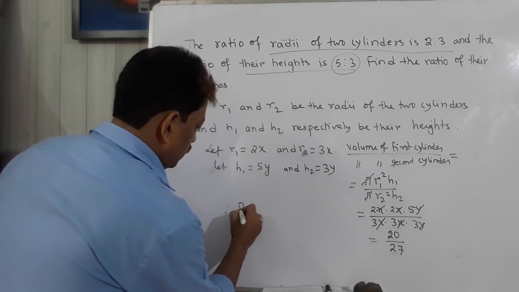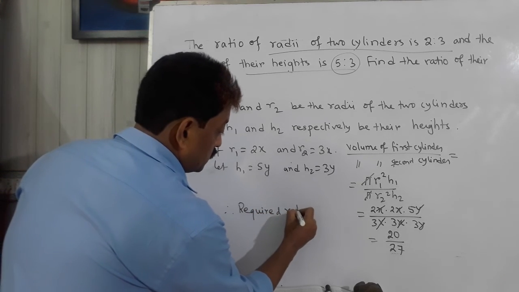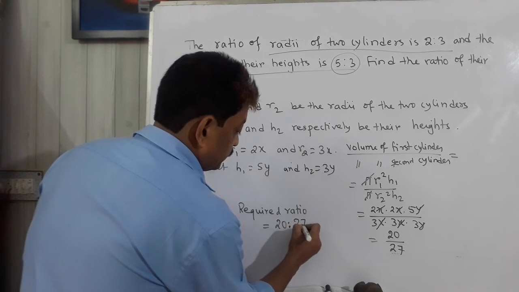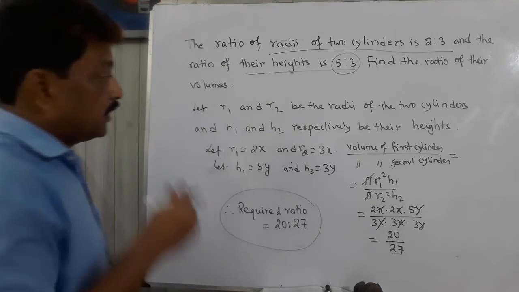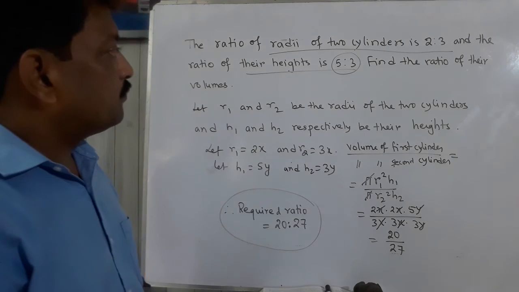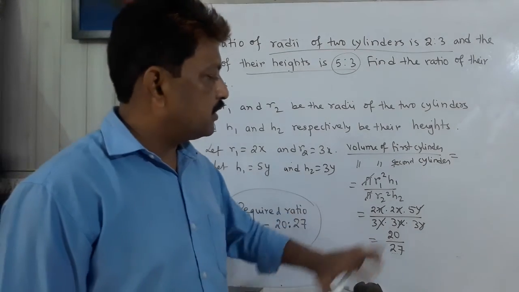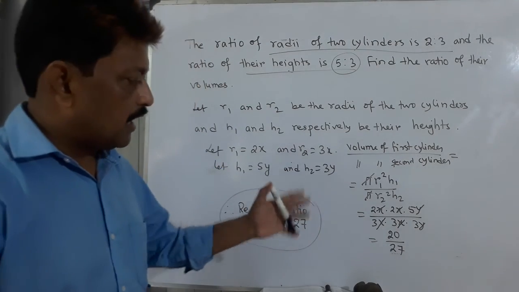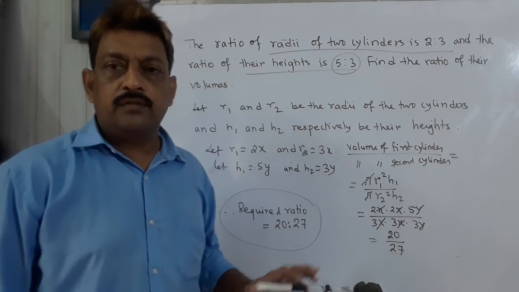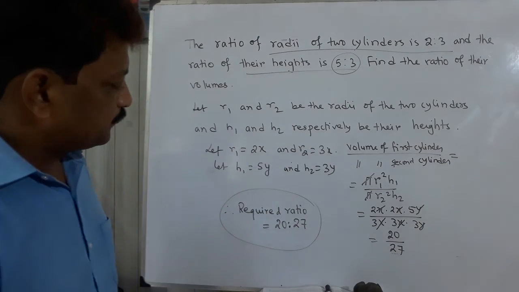Therefore, the required ratio equals 20:27. So this is the answer. Okay, I hope you have found this problem very easy. In this type of sum, where ratios are involved, calculation is not required at all because most of the things are cancelled at the last step. So don't go for putting in the values and calculating the volume at the beginning. Just write it in the form of the formula, keep it like that, and then the things will be cancelled.